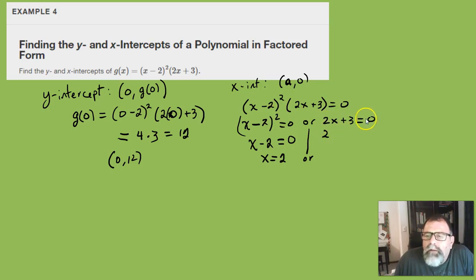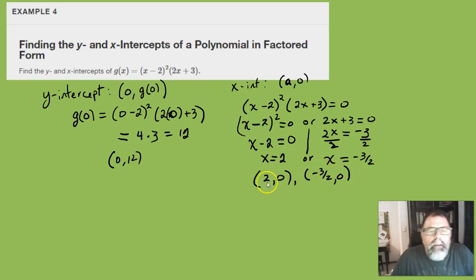All right, so now we're going to solve for this one. So we subtract 3 and then divide by 2. So x is negative 3/2. So our x-intercepts are (2, 0) and (negative 3/2, 0), or negative 1.5.